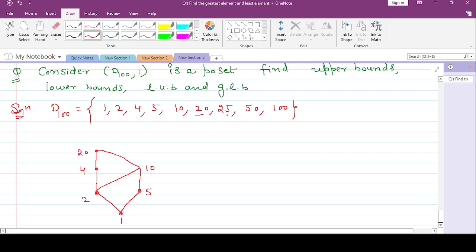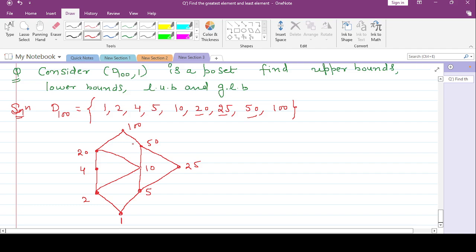The next element is 25. So 5 divides 25. Now the next element is 50. So here you take 50. So 10 divides 50. And then the next element is 100. You see here one more thing, that 25 also divides 50. Next element is 100. So 20 divides 100 and 50 also divides 100. So this is the Hasse diagram of D100.